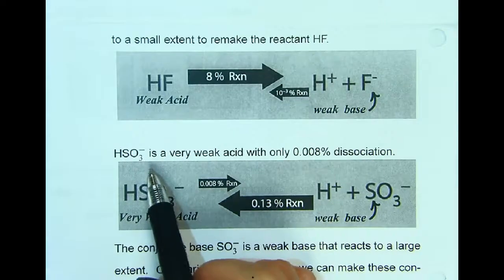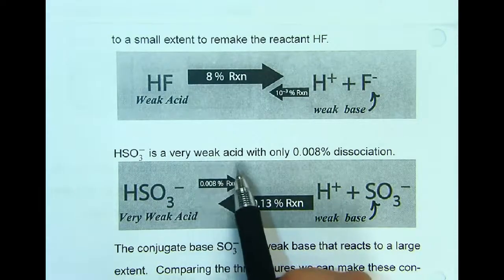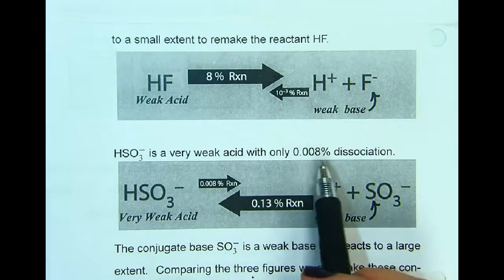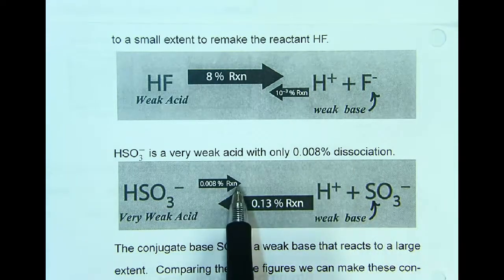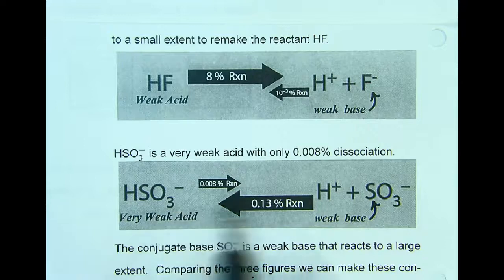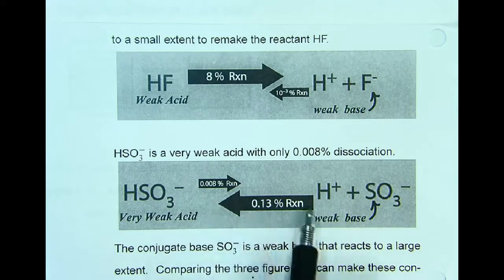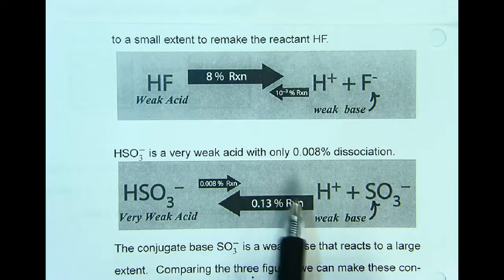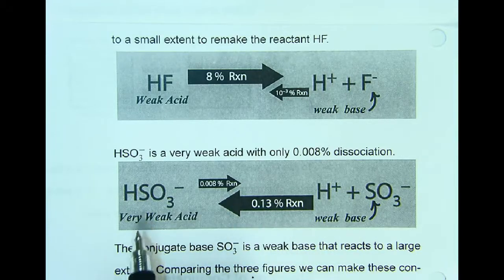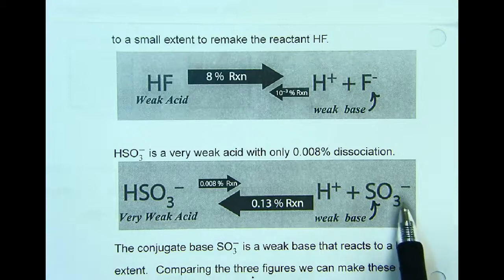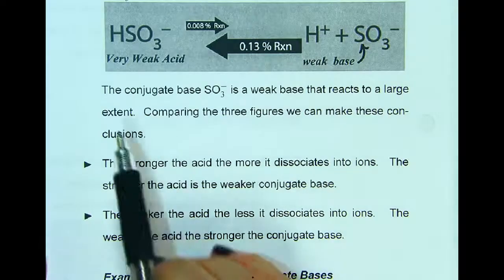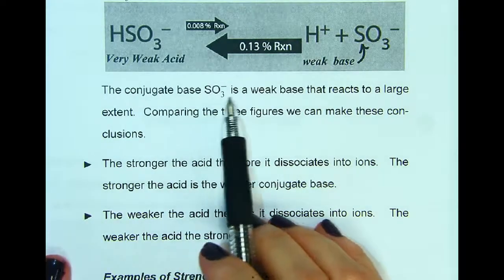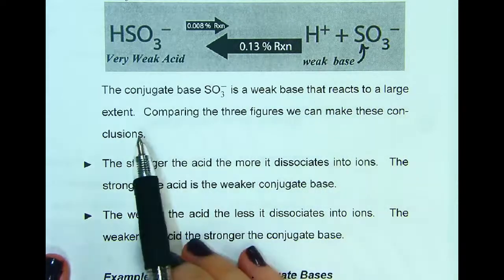Here, HSO3- is a very weak acid with only 0.008% dissociation. And so the reverse reaction actually occurs to a higher percentage than the forward reaction. And so that means that this very weak acid has a conjugate that is a weak base. The conjugate base, SO3-, is a weak base that reacts to a large extent.